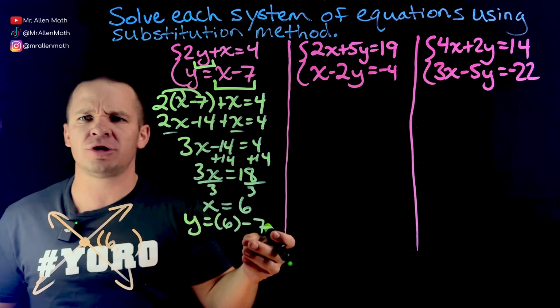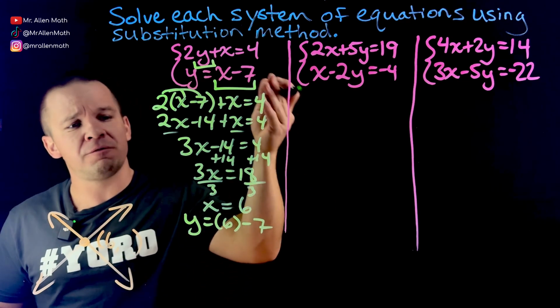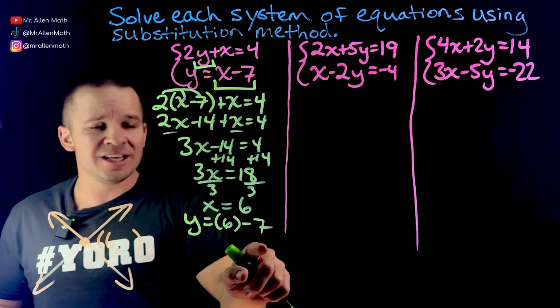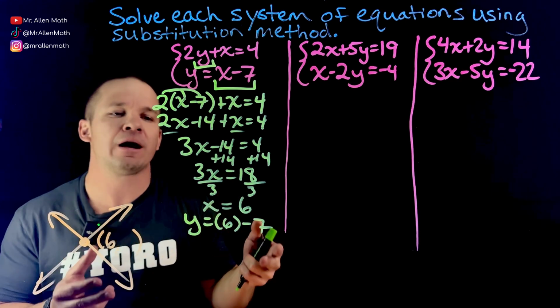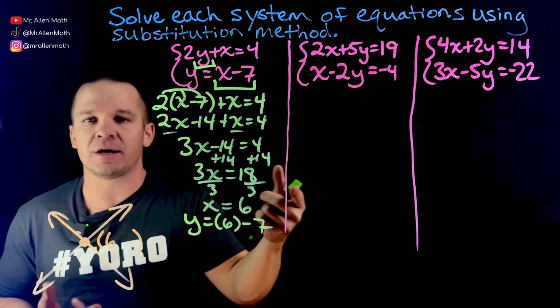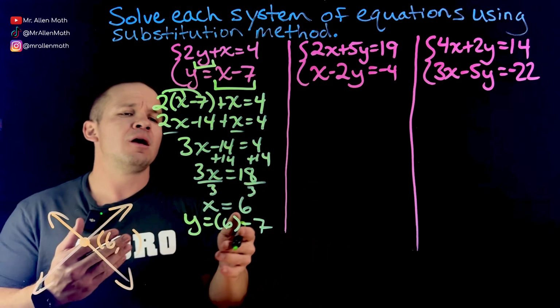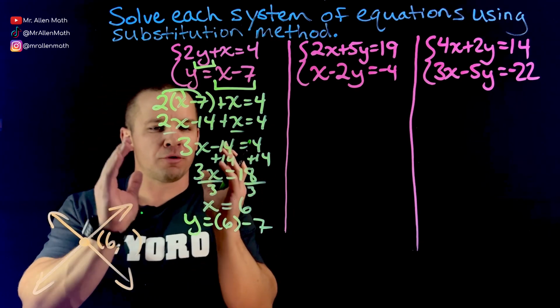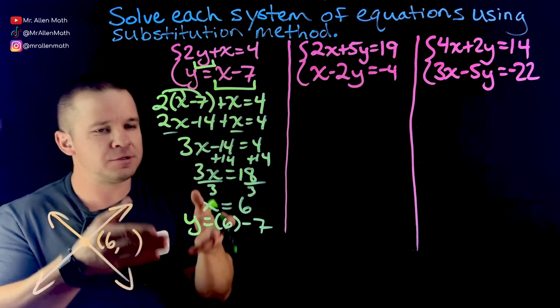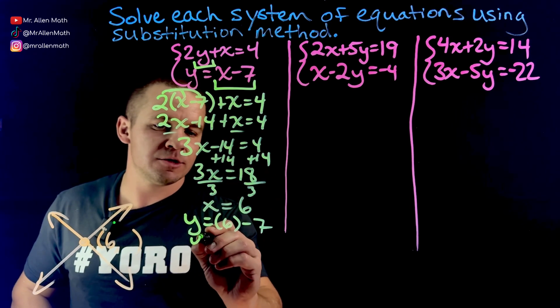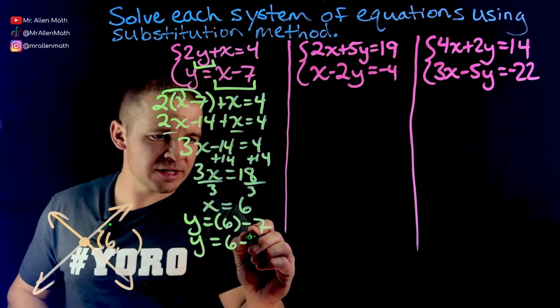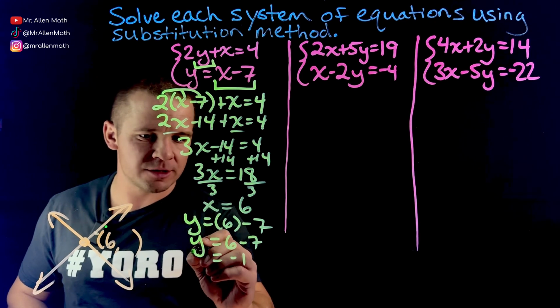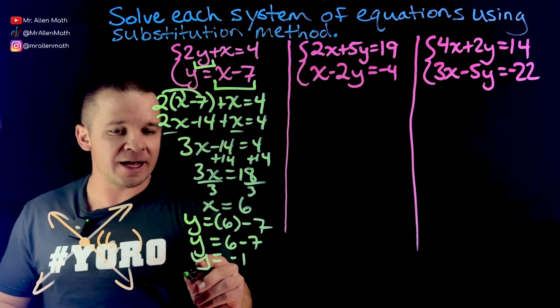Anytime I do substitution of a value in for a variable, I usually throw it in parentheses. In this situation, it really doesn't matter, because there's no coefficient here to multiply to 6. There's no exponent. But in the event that there was, I usually just start doing that as a best practices thing. I throw it in parentheses. It shows that I'm substituting. So y equals 6 minus 7, which is -1. So y equals -1.